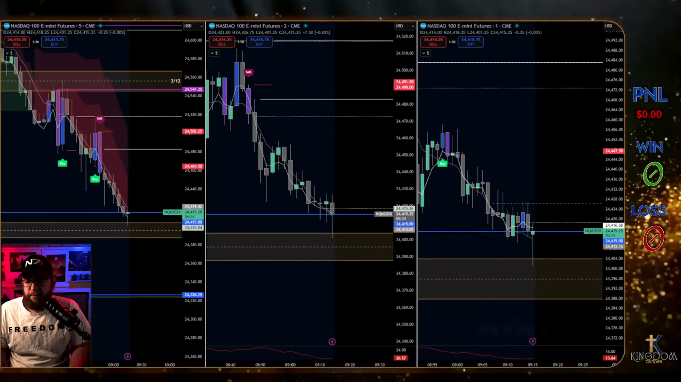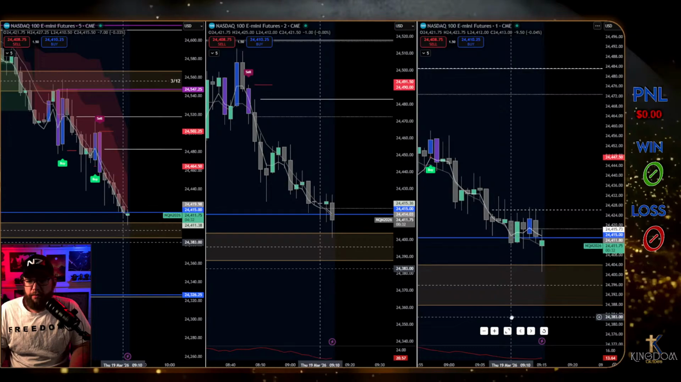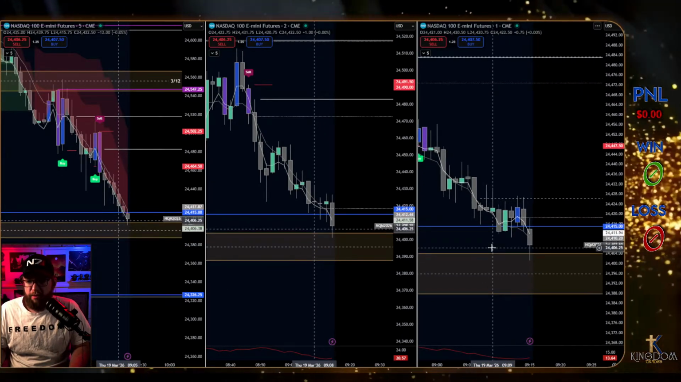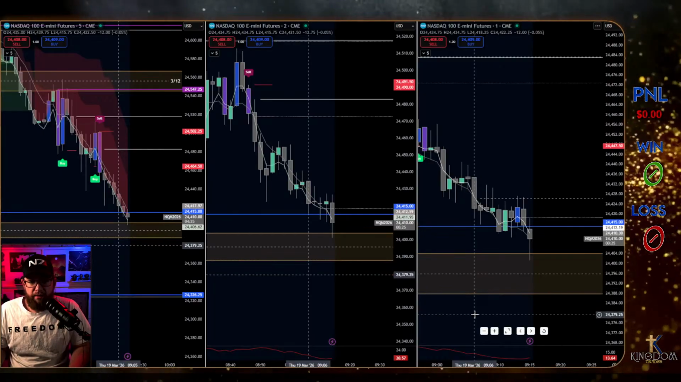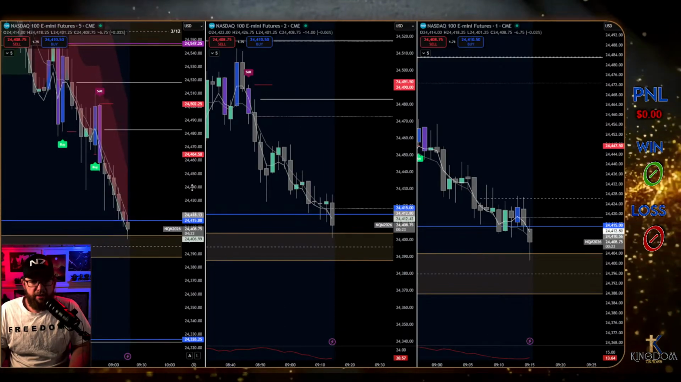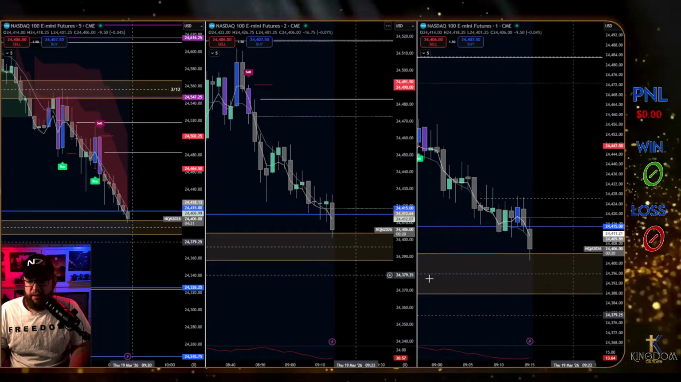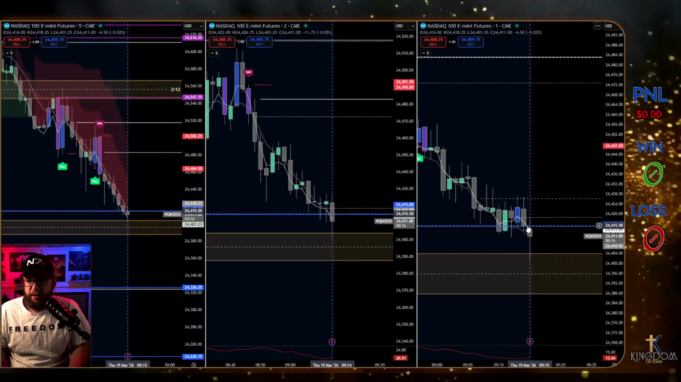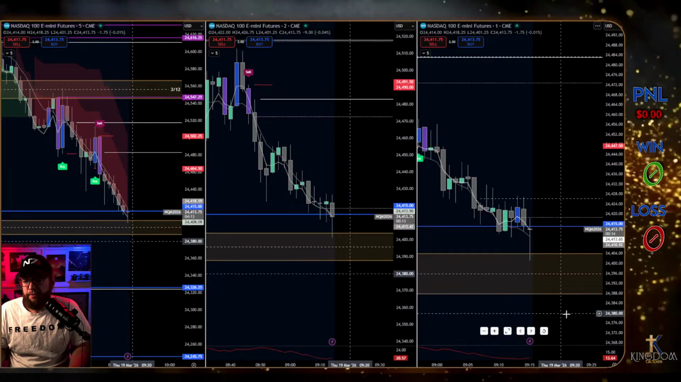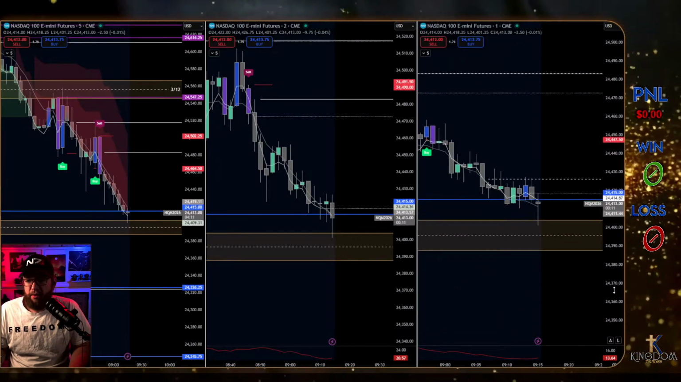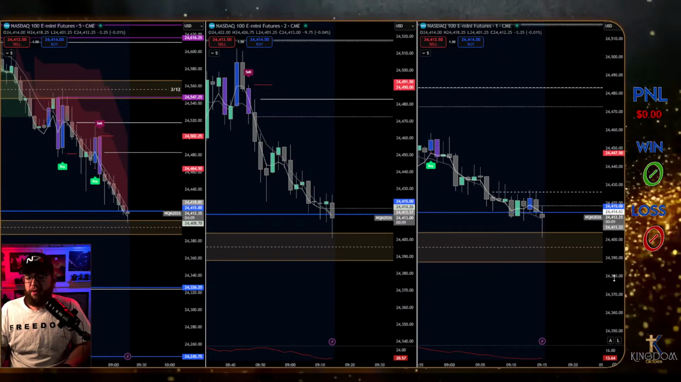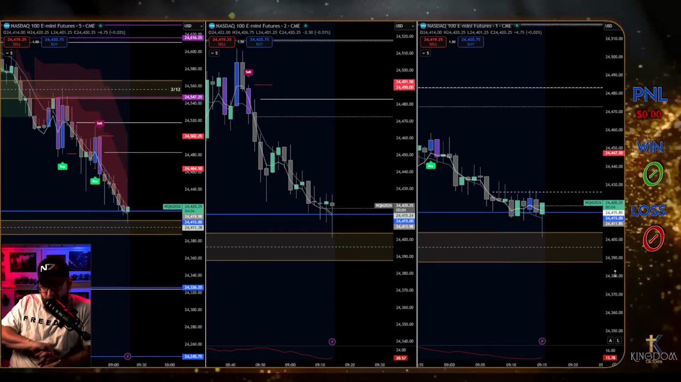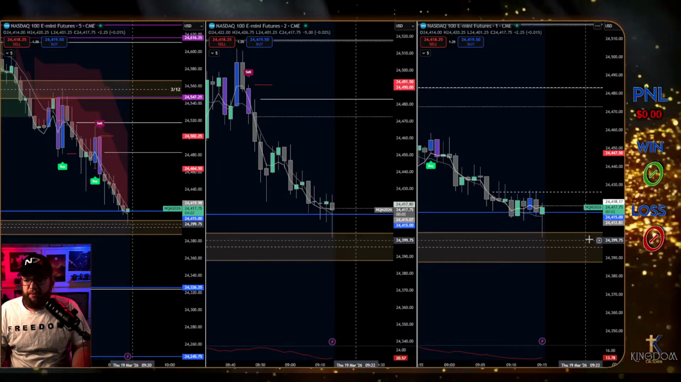Rejecting off of that. Still not a 5 minute break on this blue. It's got 2 minutes left. It had a touch. That last 5 minute candle closed above. So that's the end of the last 5 minute candle. Closed above the blue. This one came down, initially started with a break on the blue, and see if it can reject that. 2 minute cross is about to break to the downside. Up, it's holding.